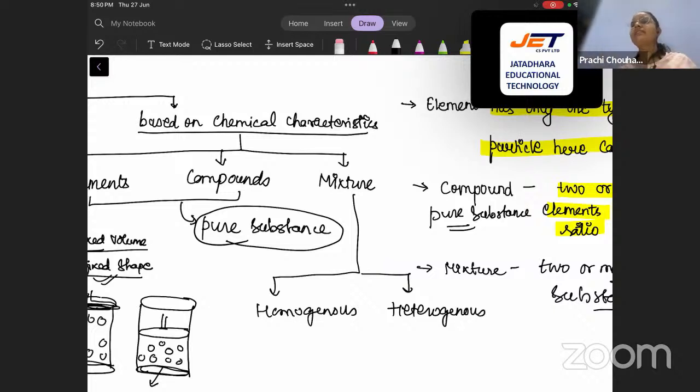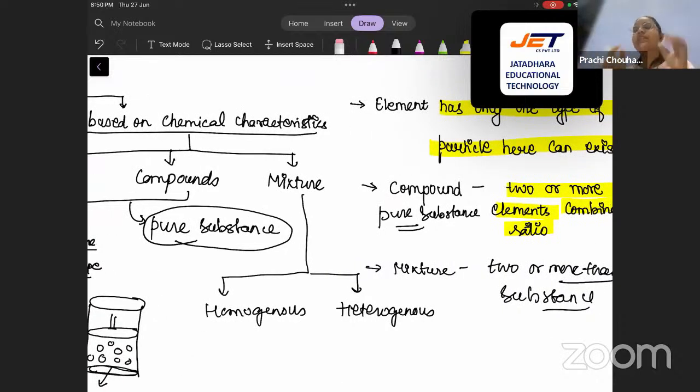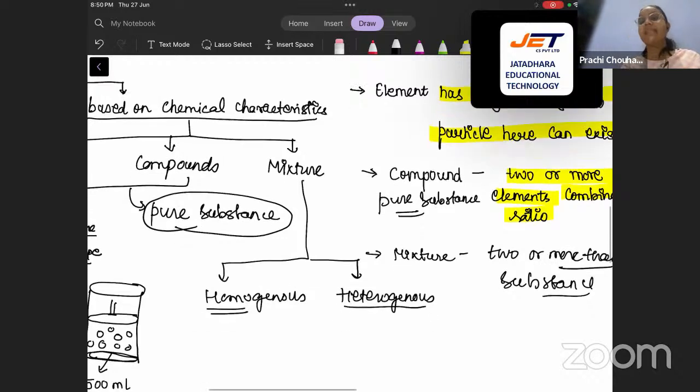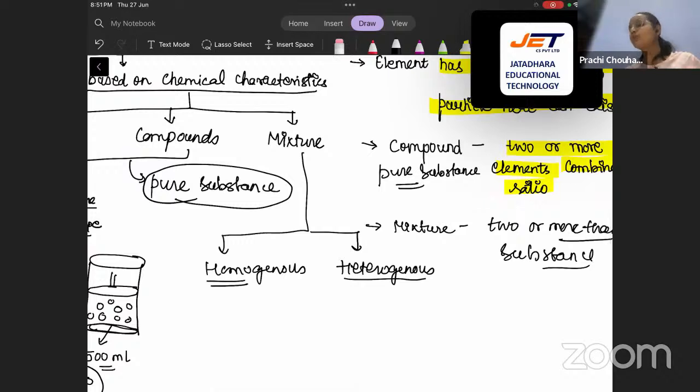The one that is having the same composition throughout is the homogeneous. Homo means same. Hetero means different. So the one that is not having the same composition throughout is defined as the heterogeneous mixture. And the best example around us, can anybody give me an example of a homogeneous mixture around us right now? And the one other point that you can remember for homogeneous mixture is that they will be in the same state, right?